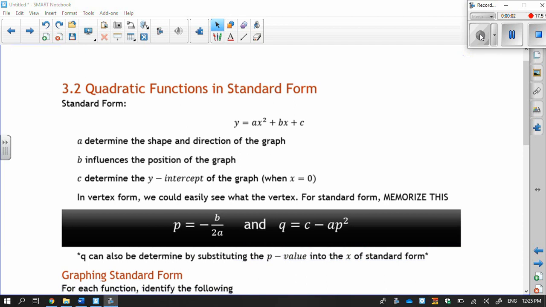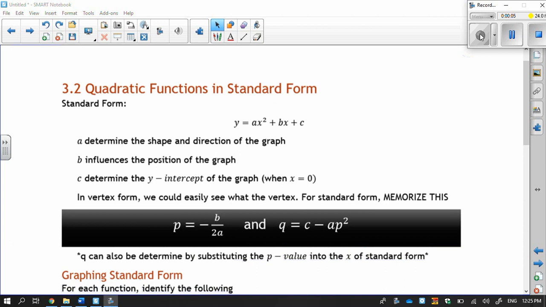All right, so last video we looked at quadratic functions in vertex form. This time we're going to look at quadratic functions in standard form. Now remember, I briefly mentioned what standard form was last time. It's y is equal to ax squared plus bx plus c.